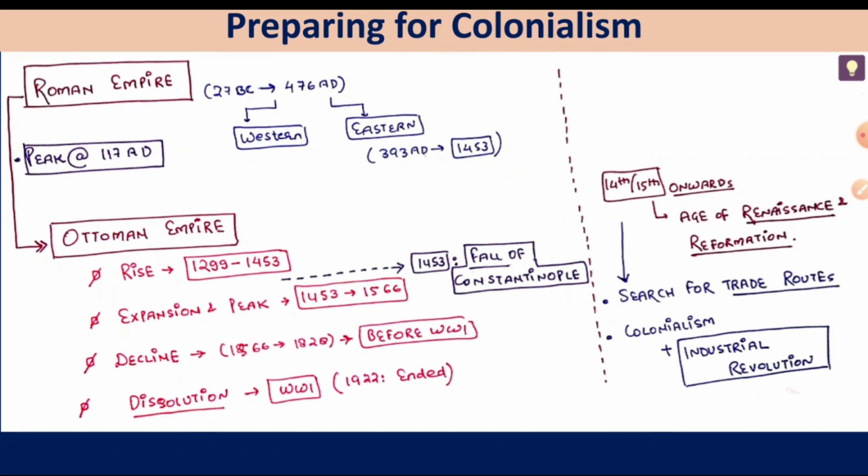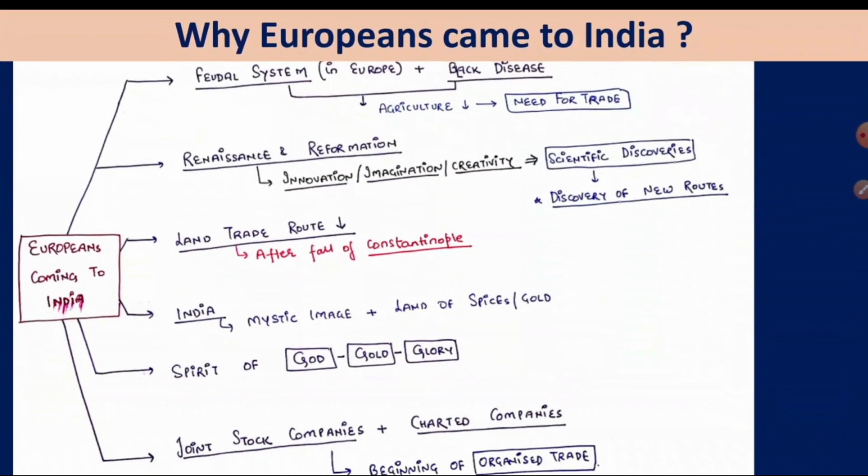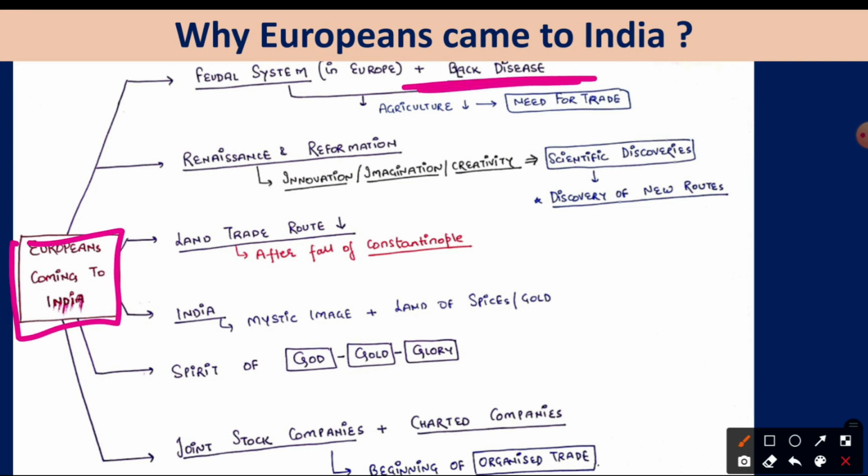And that set the course for colonialism and imperialism, right? Now comes the question, finally, let us summarize what we have read: why did Europeans come to India? The first point is the Black Disease. Black Disease, the bubonic plague, again became famous in current times because of the coronavirus pandemic. A lot of people died in this particular disease.